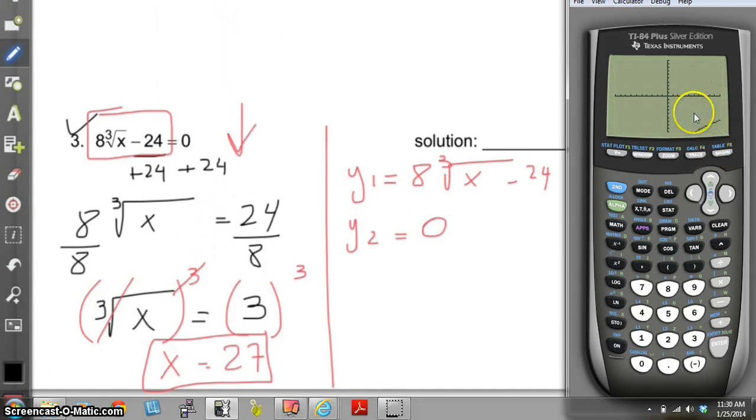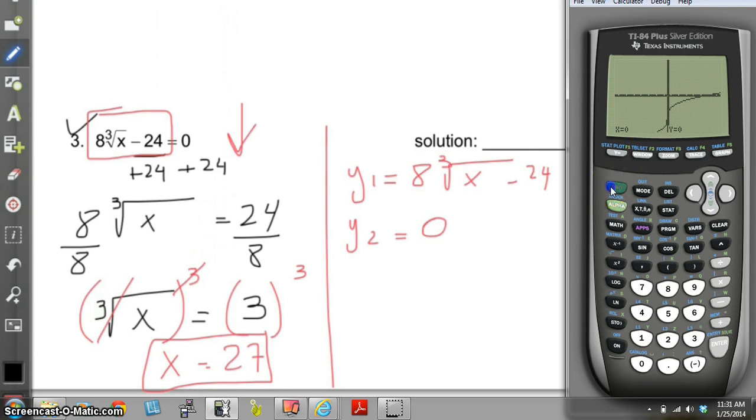Now as you can see, I cannot see the whole graph. So what do? I have to fix my window, or you can just zoom out. So let's press number 3, press enter. Okay, there you go. Now every time y2 is 0, it means you need to find the intersection between your graph and the x-axis. So this point is the point you are interested in.